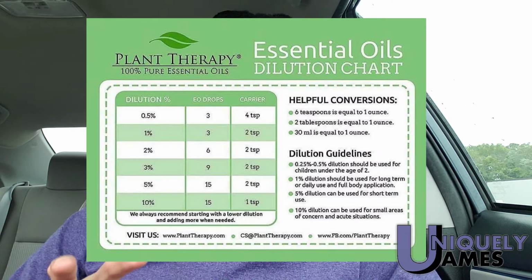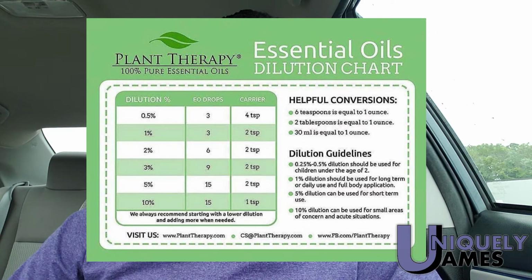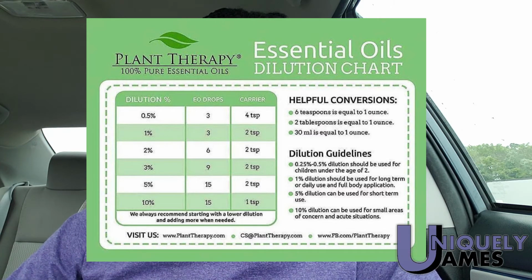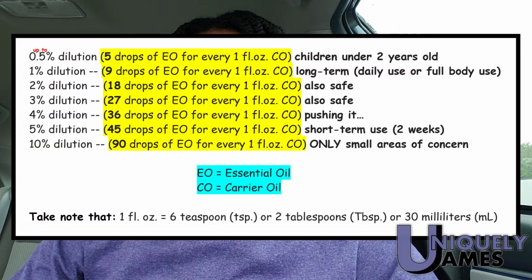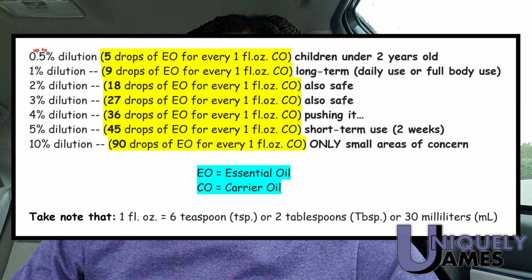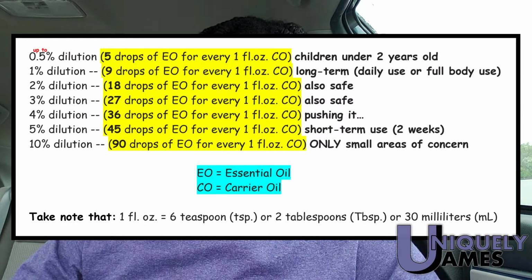So on the screen right now, here is a chart that I pulled from the Plant Therapy website, and I'm looking down right now because I did take some notes because I don't want to ramble. This was a very helpful chart that I found, and I use this now whenever I mix my oils. And you typically want to stay within a 0.5% dilution ratio all the way to a 10% dilution ratio.